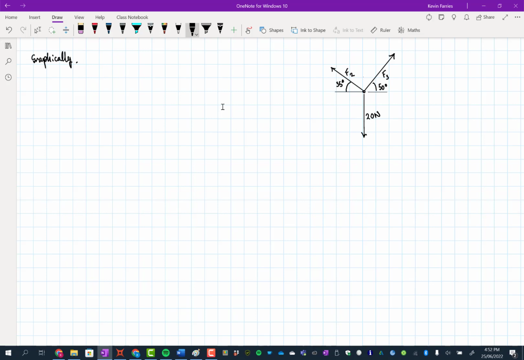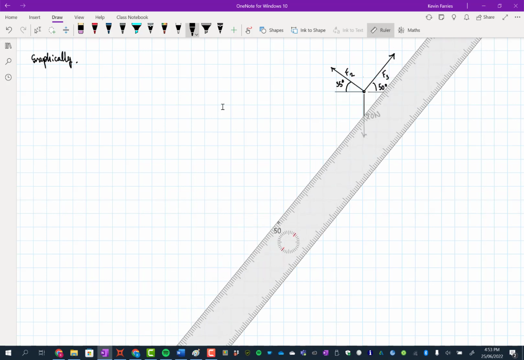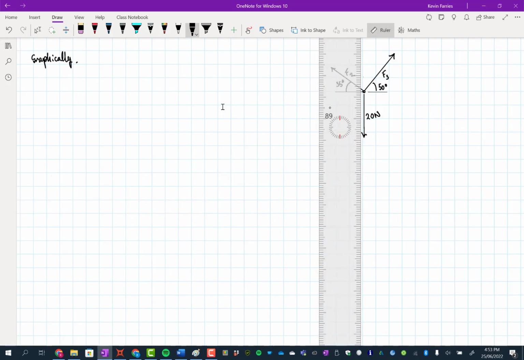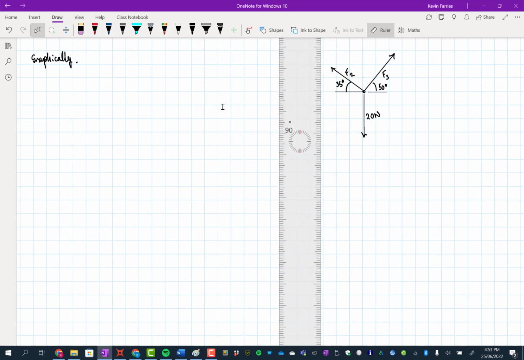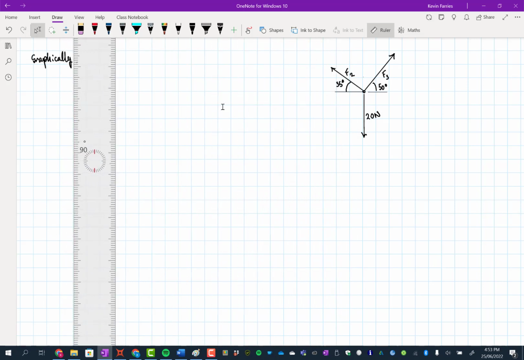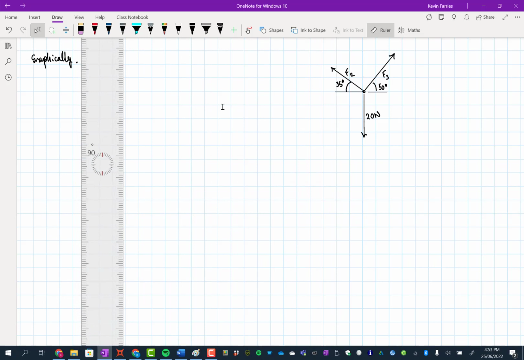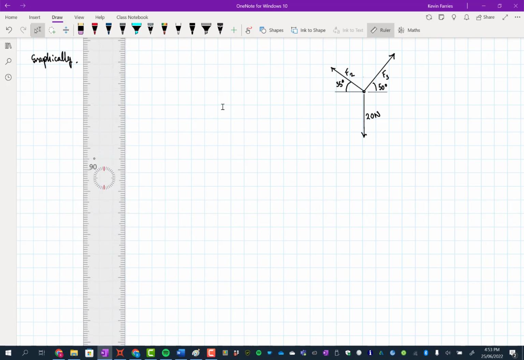Now, I think I already drew this to scale, but let me just quickly double check. No, I probably haven't drawn it to scale because we don't really know what things are yet. Let me just see if I drew that one. Yeah, I did. So what I might do, I'll just start again. So we know we've got 20 downwards.